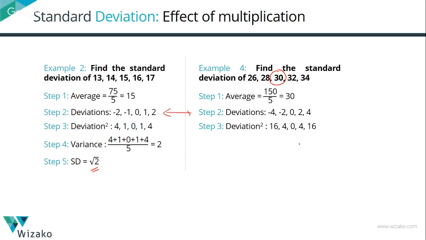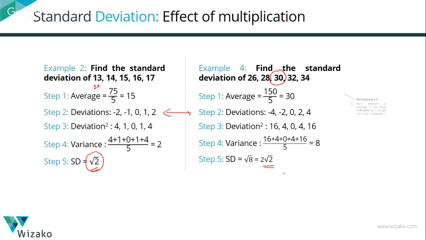Square the deviations. This is what we have. Variance: 16 plus 4, 20 plus 20, 40, divided by 5, which is equal to 8. Standard deviation is root 8, which is nothing but 2 root 2. We multiplied each element of set 1 by 2 to get the second one. The standard deviation of the first set is root 2. The standard deviation of the second set is going to be 2 root 2.